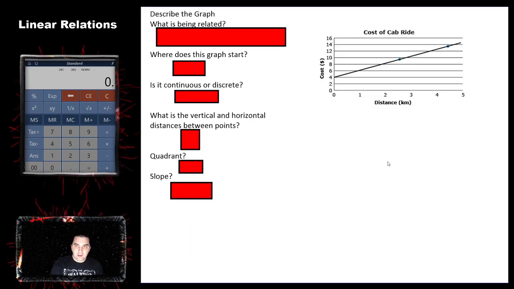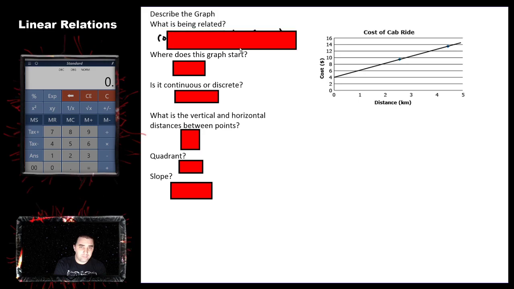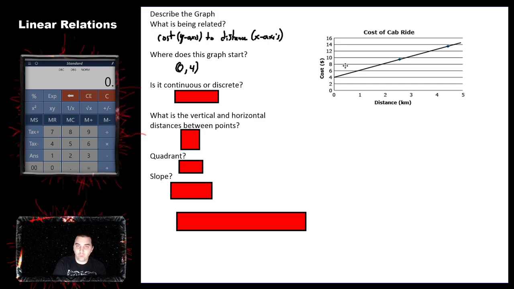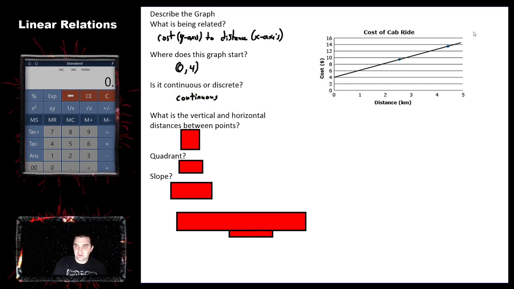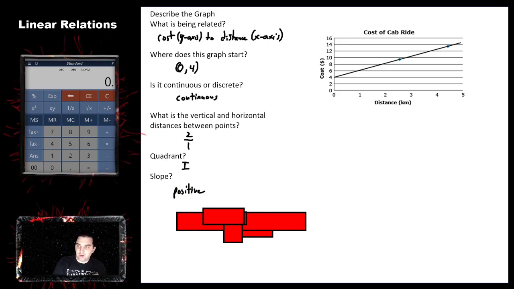Okay. I think we're just about at the end. Pause the video, try this one out. What is being related? We have the y-axis to the x-axis, the cost of the cab ride compared to the distance in kilometers. Where does it start? It starts at 0, 4. Is it continuous or discrete? It's continuous. Vertical and horizontal distance between points. It looks like for every one step to the right, we go up 2. So 2 and 1. Quadrant is all in quadrant 1, and the slope is positive.